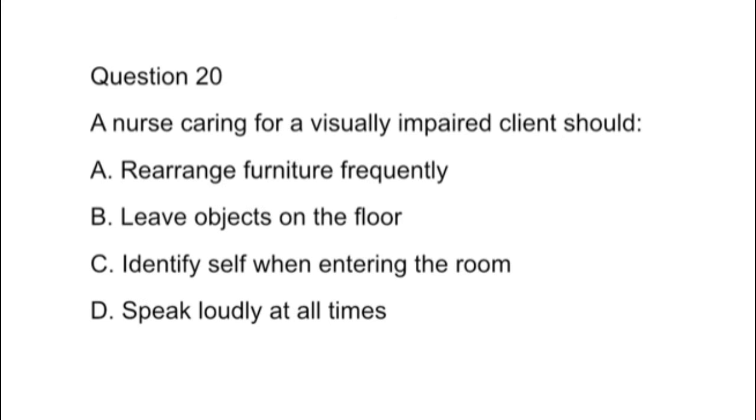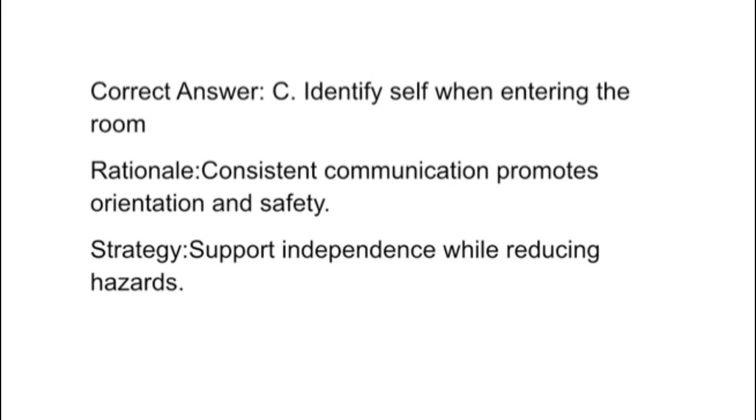Question 20. A nurse caring for a visually impaired client should: A. Rearrange furniture frequently. B. Leave objects on the floor. C. Identify self when entering the room. D. Speak loudly at all times. Correct answer, C. Identify self when entering the room. Rationale: Consistent communication promotes orientation and safety. Strategy: Support independence while reducing hazards.